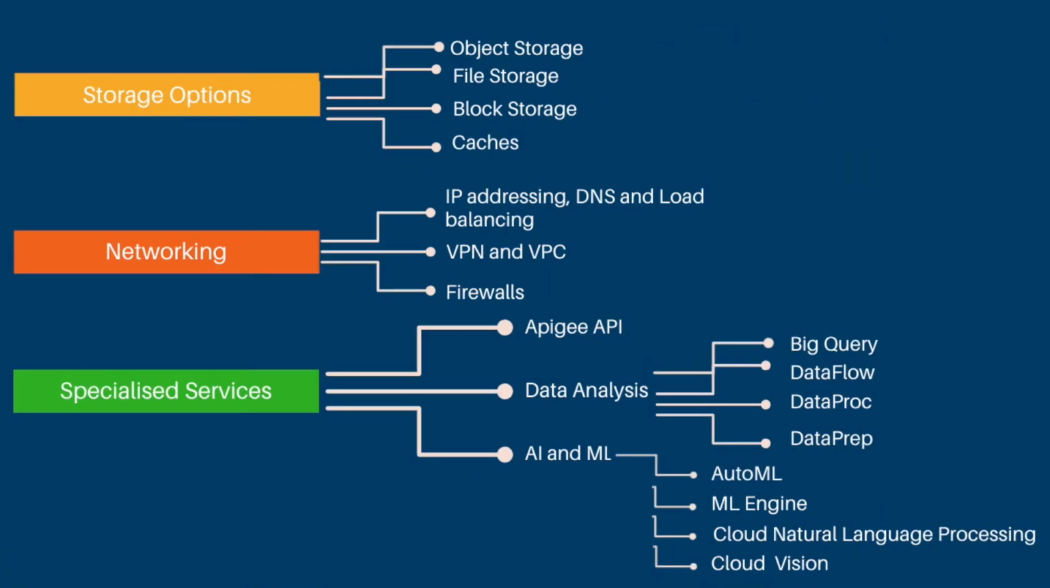In specialized services, we had a quick look at Apigee API for managing APIs. We had a look at data analysis services such as BigQuery, Dataflow, Dataproc, and Dataprep. And then we moved on to have a look at specialized services in AI and machine learning, which included AutoML, ML Engine, Cloud Natural Language Processing, and Cloud Vision. Now that we have a good overview of what we're expected to have a look at and learn, we can go on and do some questions.